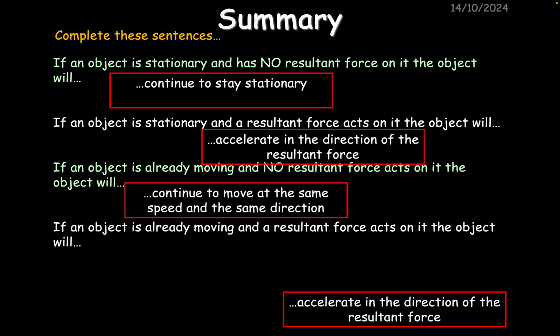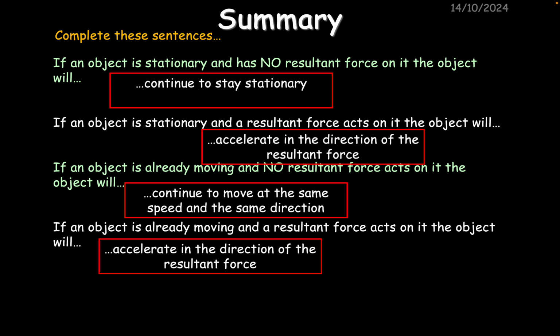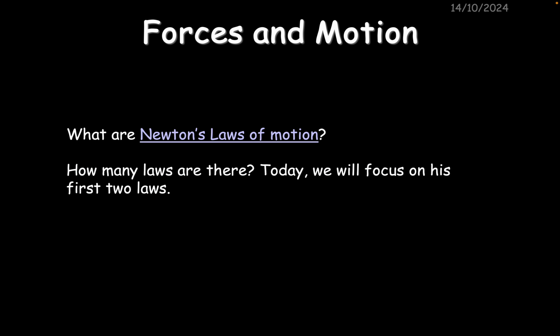Okay, and finally, if an object is already moving and a resultant force acts on the object, it will accelerate in the direction of the resultant force. And if that resultant force is against its motion, the acceleration will be negative. In other words, it will decelerate. So these are summaries of balanced and unbalanced forces, which can be explained by the way Newton explained it.